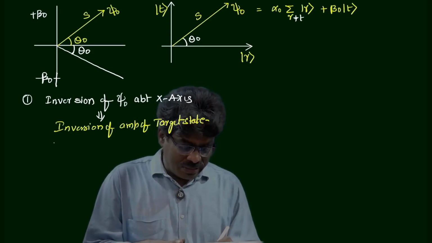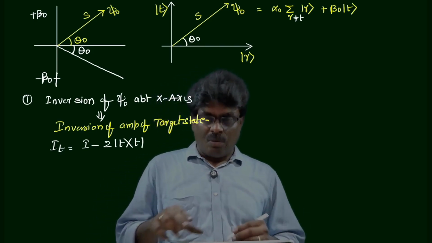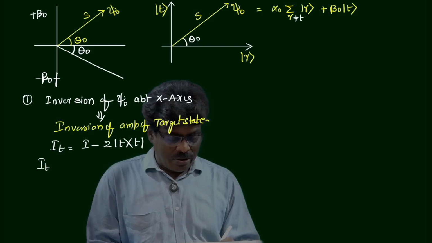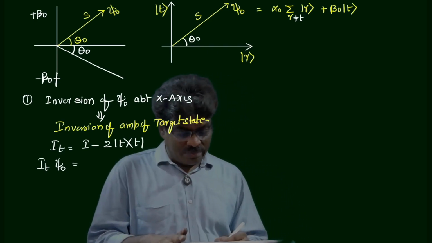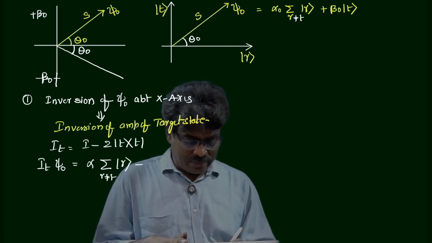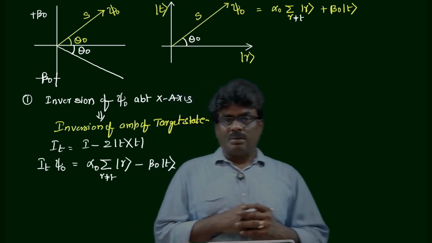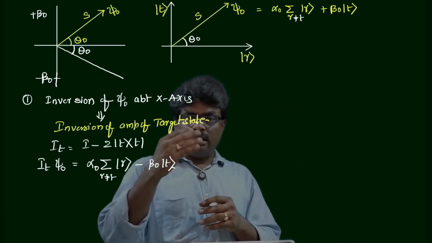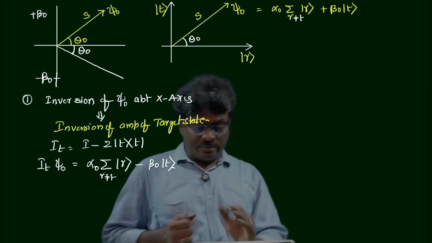This operation is represented by I_T, T for target, which is I minus 2 times the outer product of target. Once you operate I_T on psi naught, the amplitude of the target state becomes negative. That means this becomes alpha naught times the summation over r not equal to t of the remaining states, minus beta naught times target. So the first operation is done, where we make the amplitude of the target state negative. Okay, keep it aside.